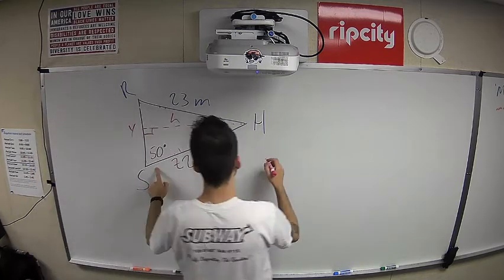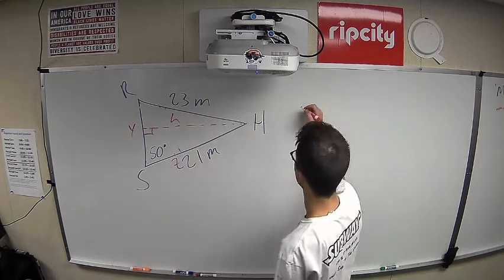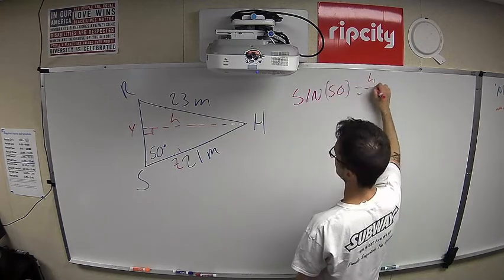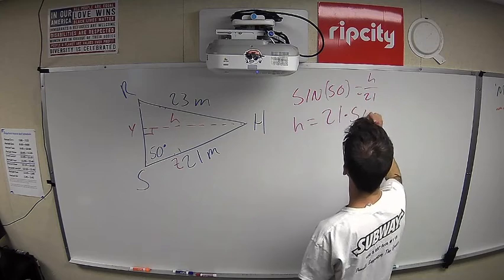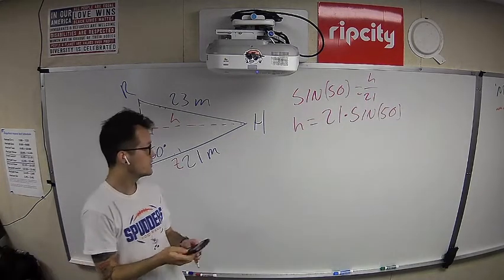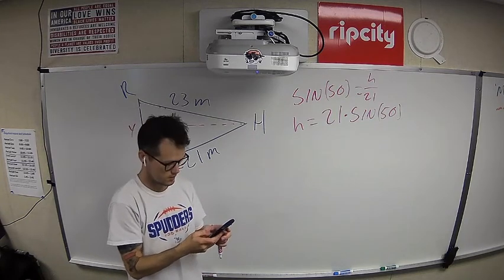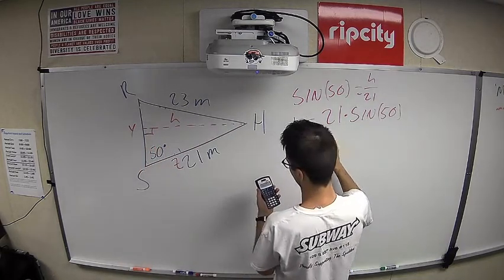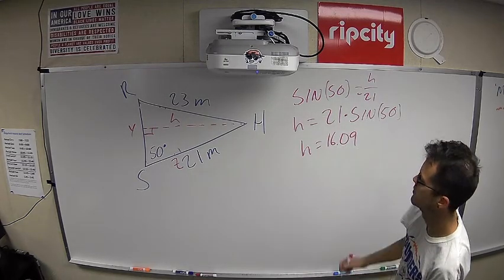So we have an angle measure. We're seeking the opposite side. We have the hypotenuse. We're going to, again, use sine. So it's the sine of 50 equals H over 21. So H is going to equal 21 times the sine of 50 degrees. Let's throw this in the calculator. 21 times the sine of 50, and we learned that H has a height of 16.09. We're talking meters here.